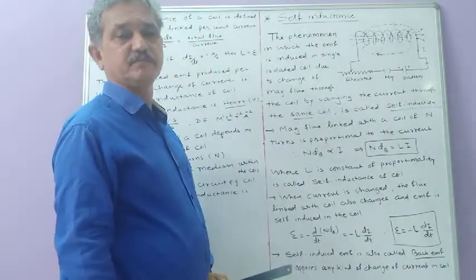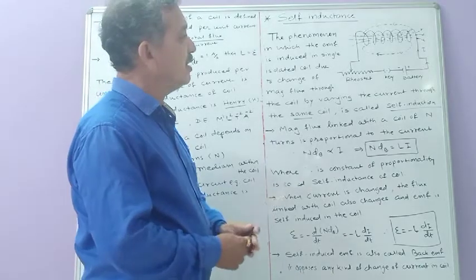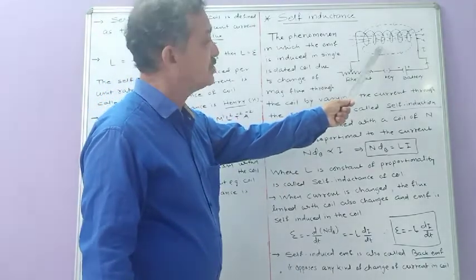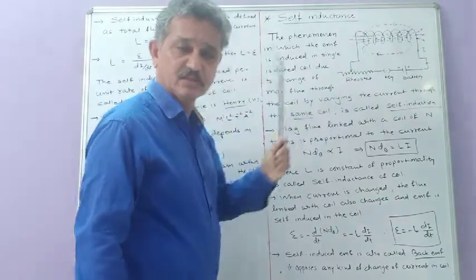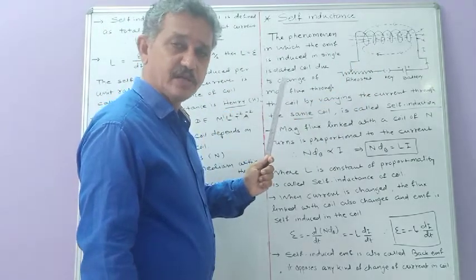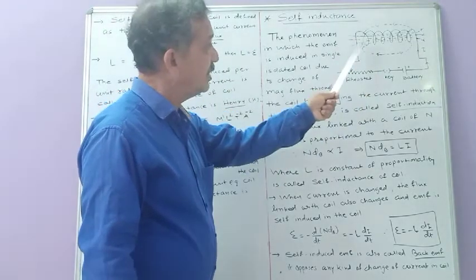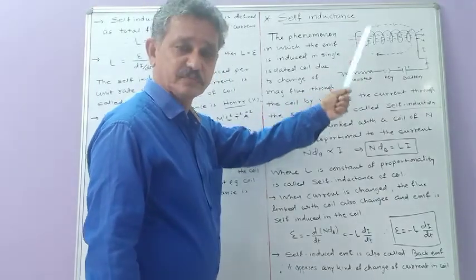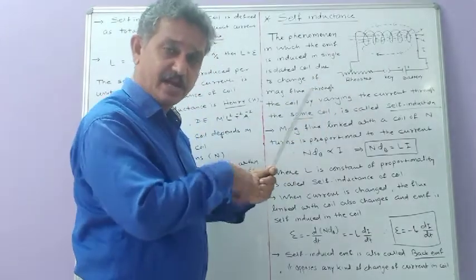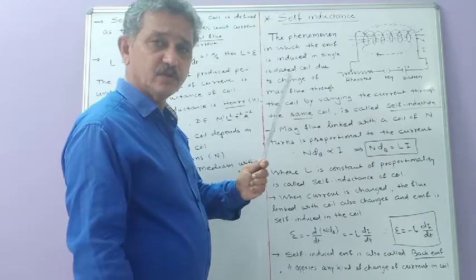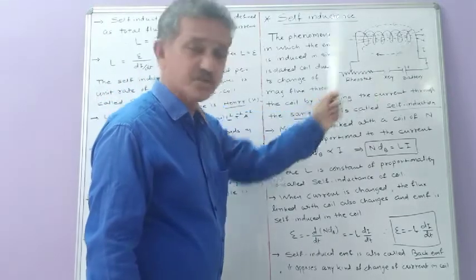Self-induction phenomenon. So here current is flowing through the coil, so along the direction of the axis a magnetic field is generated. That magnetic field is linked with each turn having area equal to pi r square. So magnetic flux is linked with each turn.